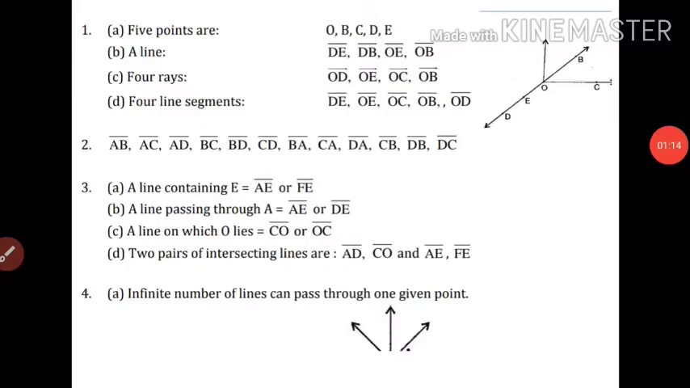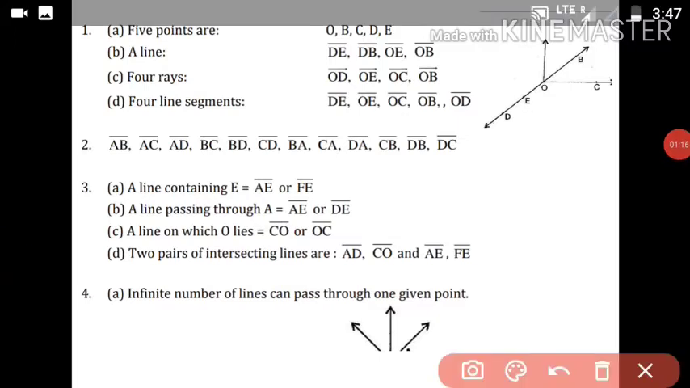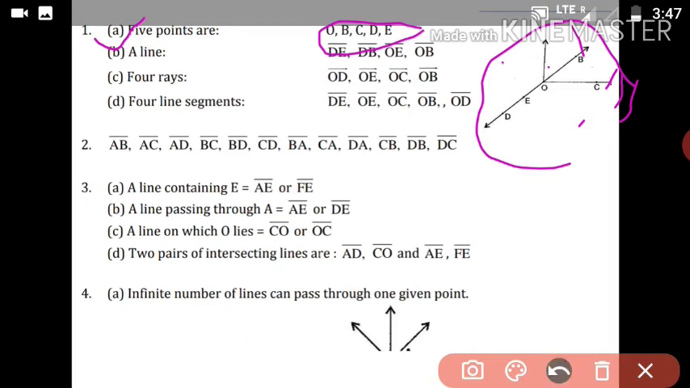So question number 1, answer. You can see this figure. First, 5 points, isn't it? You can say any 5 points from here. Now D is a point, E is a point, O is a point, B is a point and C is a point. So O, B, C, D, E. These are the 5 points.